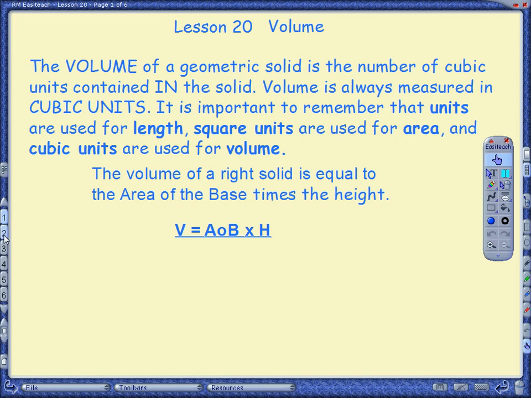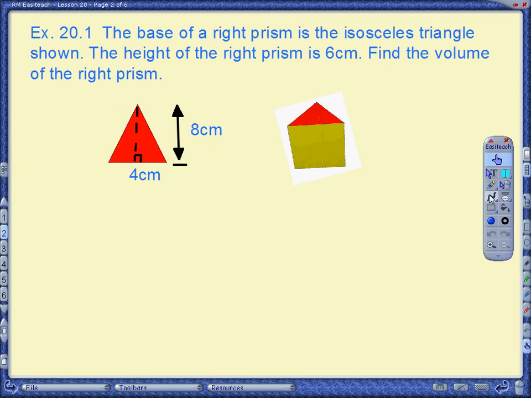Okay, we're going to get our next page up here. This is a triangular prism, and it's called a triangular prism because the base is a triangle. It's an isosceles triangle here. It has a base of 4. This is the height of the triangle. It's not the height of the whole solid shape. It's this height right here, from the tip down to here.